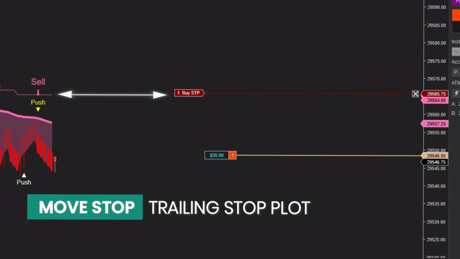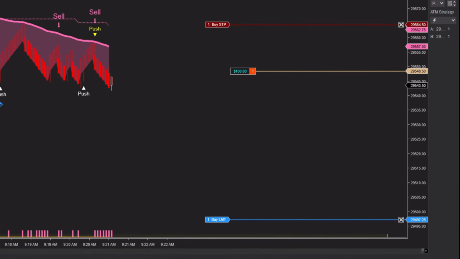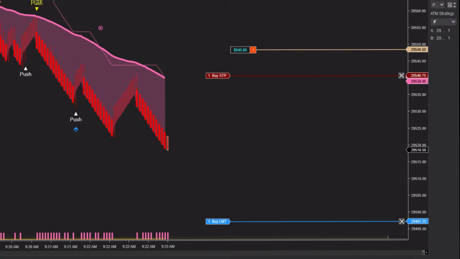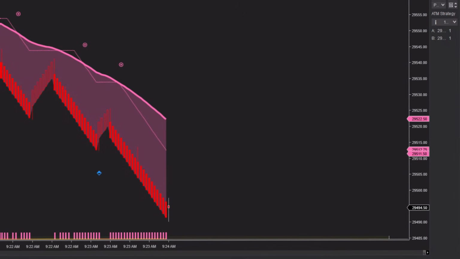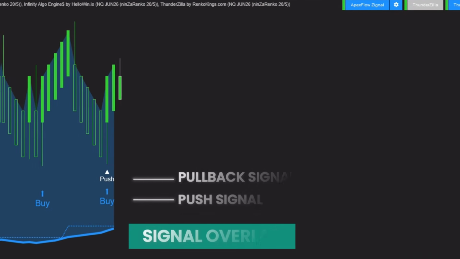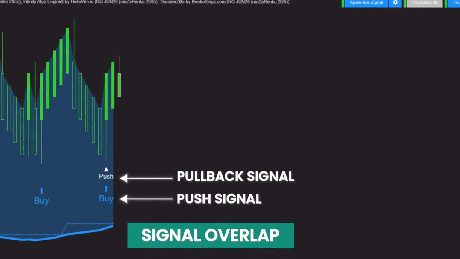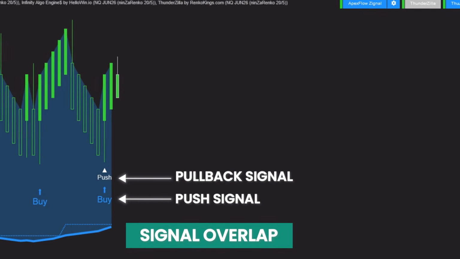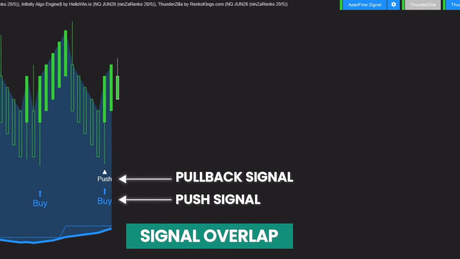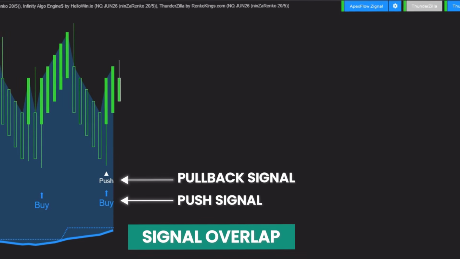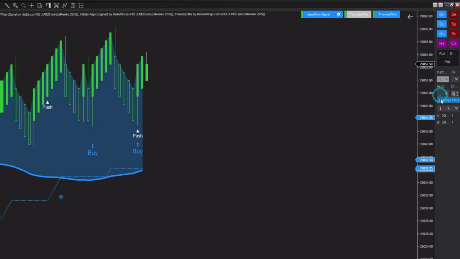Because of that, you can place your initial stop loss and then manage the trade by trailing your stop along the ThunderZilla trailing stop plot. Similarly here, we also have a buy setup when both signals overlap at the exact same location. When ApexFlow Zignal and ThunderZilla align in the same direction, it gives us stronger confidence to enter a buy trade.